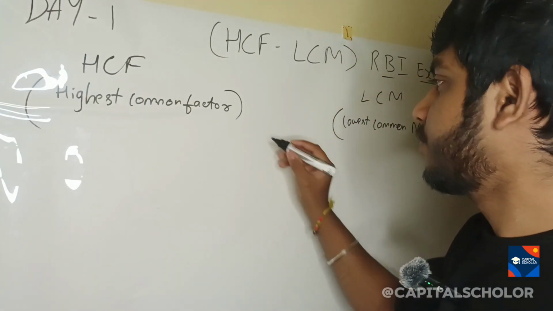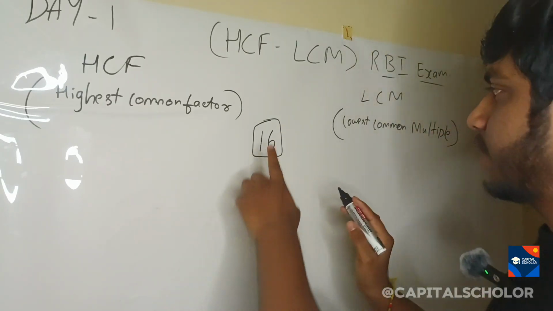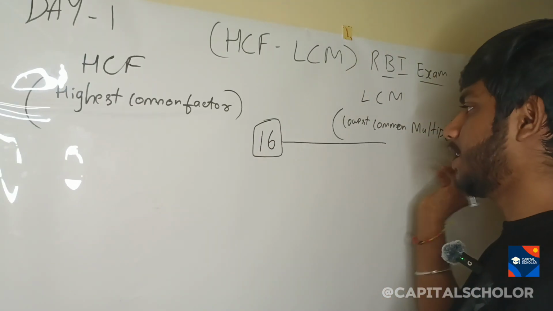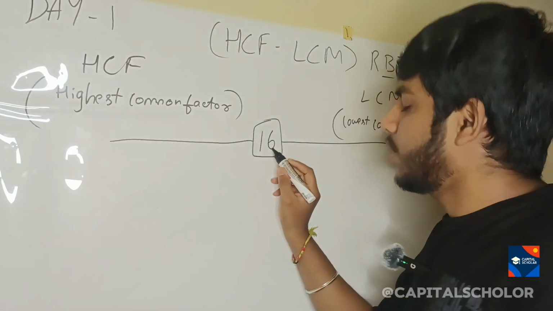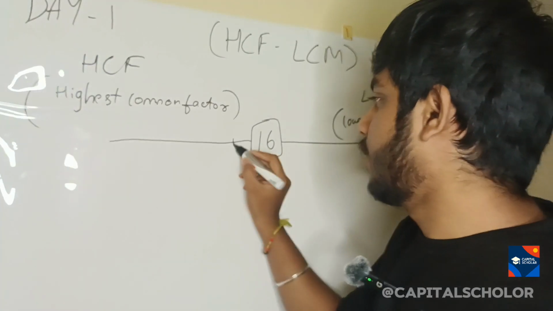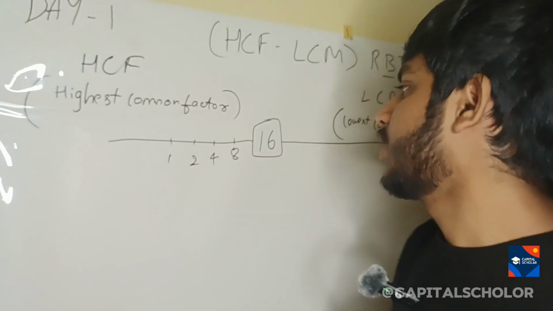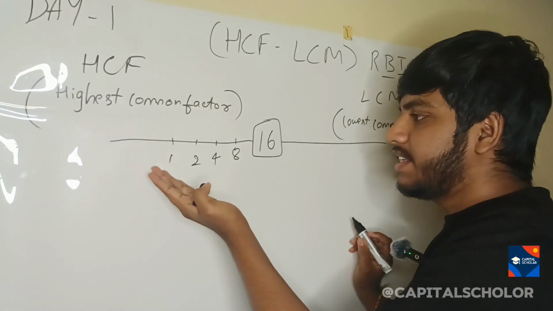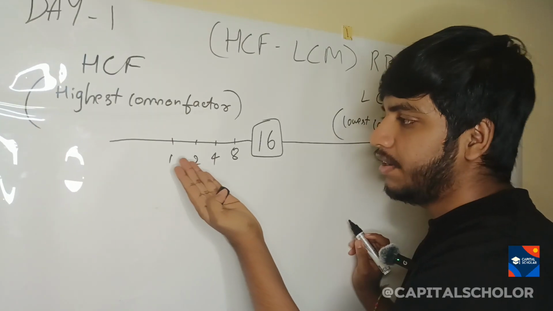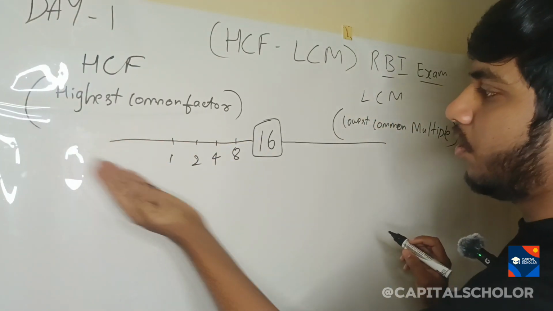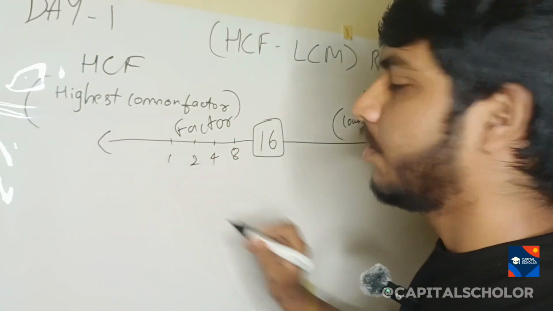Suppose I take the number 16. These are the multiples and these are the factors. What are the factors of 16? 8, 4, 2, and 1. What does factor mean? The number 16 can be divided by 8, 4, 2, and 1. These are called factors.